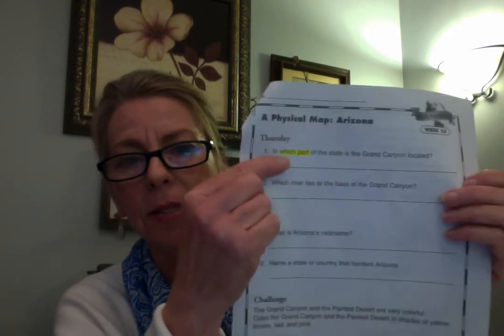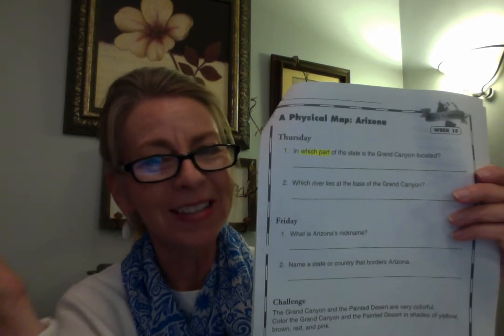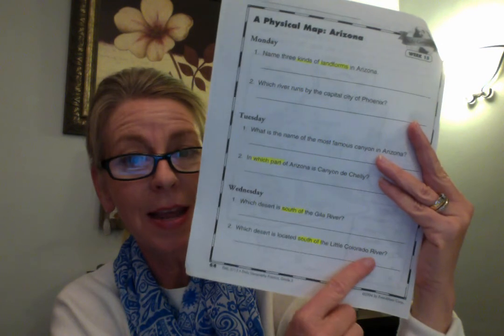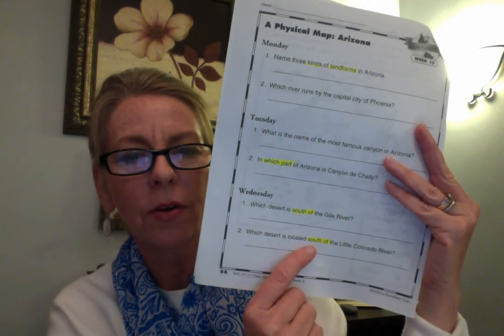Okay, here's another one. In which part of the state is the Grand Canyon located? So use the compass rose, north, south, east, west, northwest, northeast, southeast, southwest. Which part is the Grand Canyon in? Okay, and then I thought there was another, oh yeah, right here. Wednesday number 2, which desert is located south of the Little Colorado River? So you're going to have to find the Little Colorado River. Okay, look at that. That's the name of a river. Don't get tricked, okay? The Little Colorado River, and then go south to find which desert is south of there.